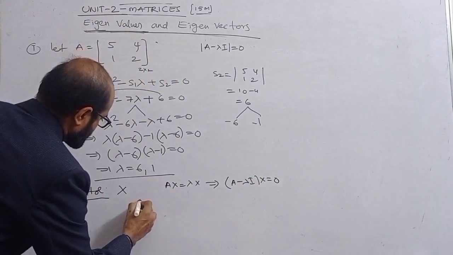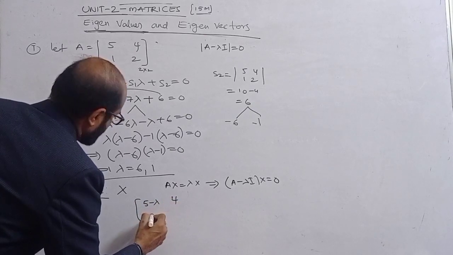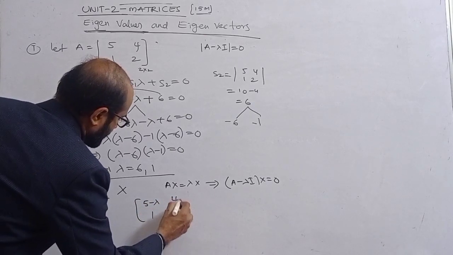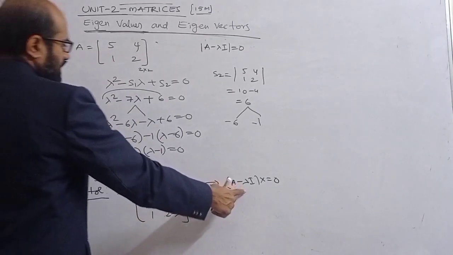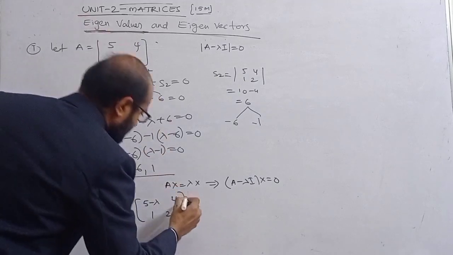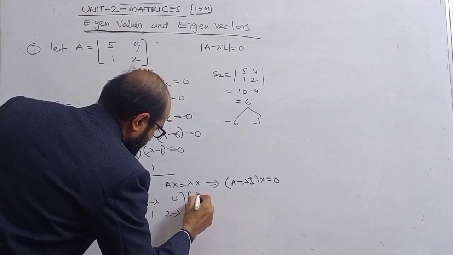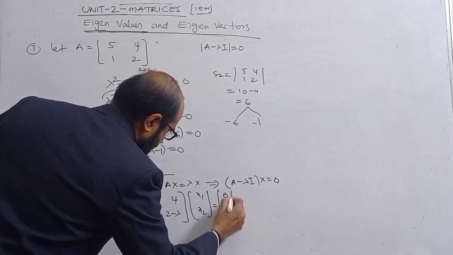Now what is A minus lambda I in this? It is the matrix with rows 5 minus lambda, 4 and 1, 2 minus lambda. So A minus lambda I into x, where I am taking x as x1, x2, is equal to 0 and 0.